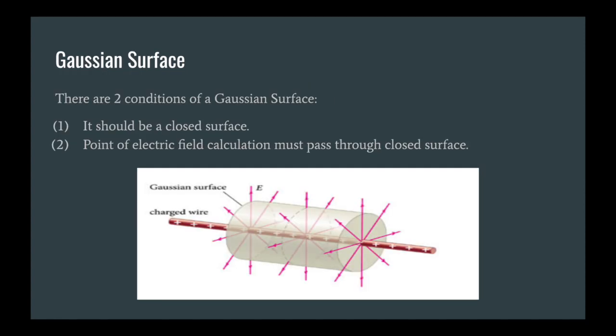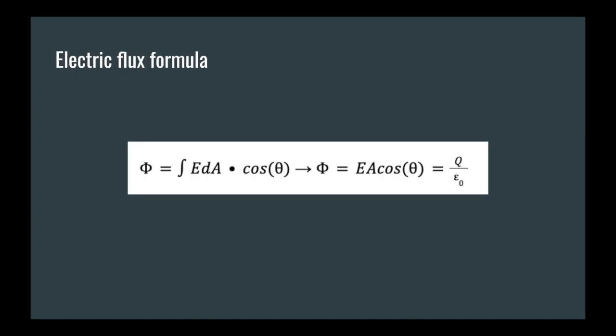So what is a Gaussian surface? It is a surface that encloses a charge and is used to simplify the calculation of electric flux. To qualify, it must be a closed surface, the electric field line must pass through it, and the electric field strength at any point on the surface must be the same.